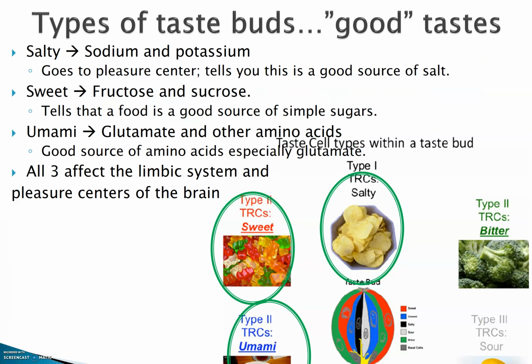There are 3 good tastes. Salty's telling you there's sodium and potassium. It actually goes to your pleasure centers, telling you the food is good to eat. So you're going to want to eat more and more. That's one reason they put salt in a lot of food. Sweet. Fructose and sucrose are a ring-like structure. They activate your sweet taste buds. That also goes to your pleasure center in your limbic system.